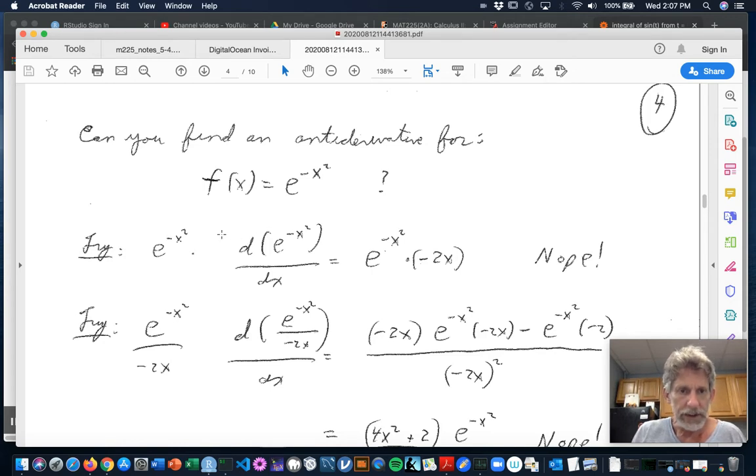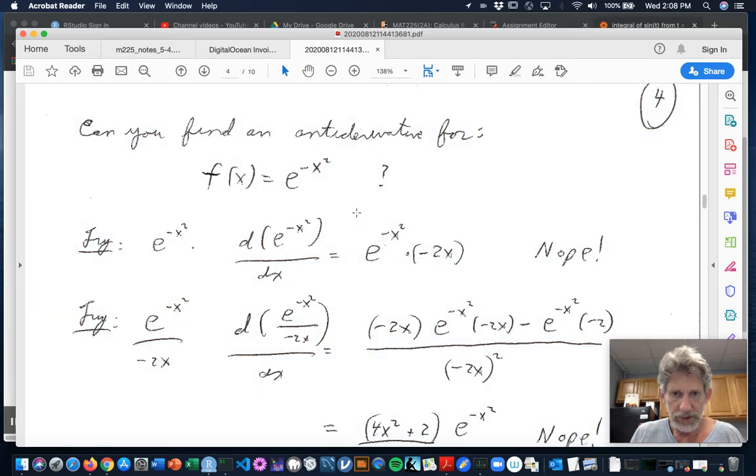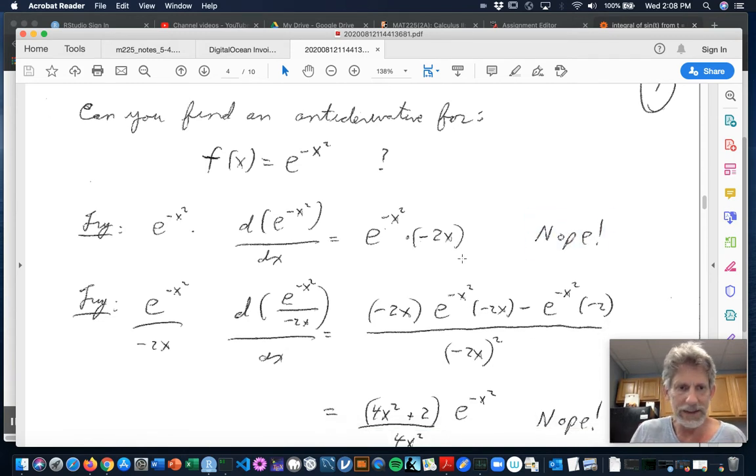Could maybe e to the minus x squared be an antiderivative for e to the minus x squared? Well, if it is, its derivative has to be e to the minus x squared. So let's take its derivative here. The derivative of e to the stuff is e to the same stuff times, says the chain rule, the derivative of that stuff, which is minus 2x. So no, this is not working out. The derivative is not e to the negative x squared as we need it.